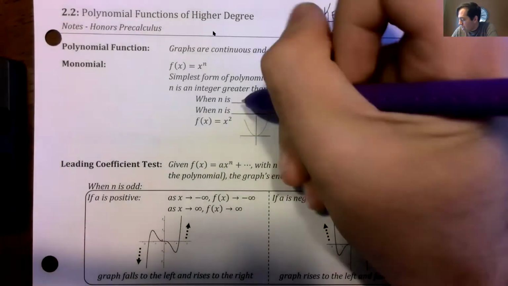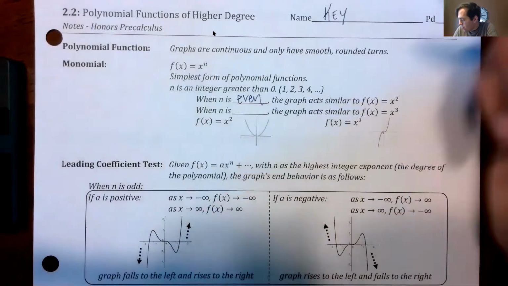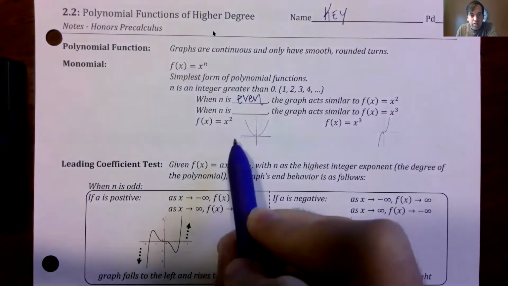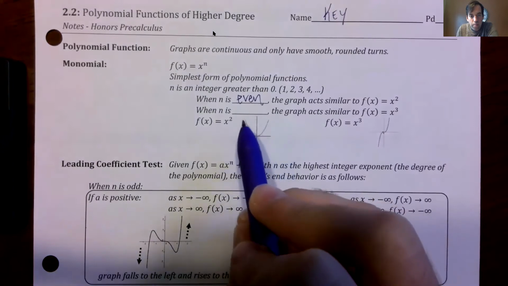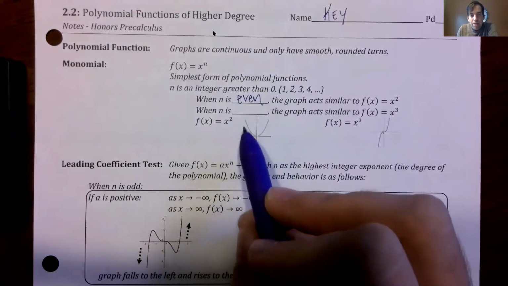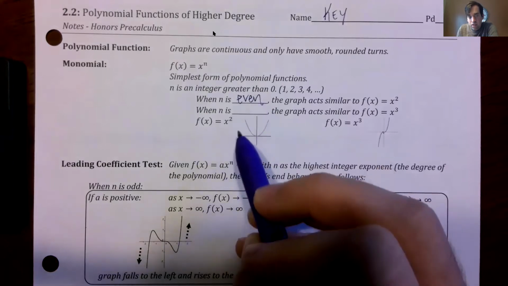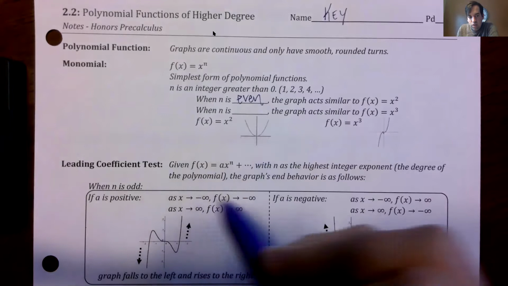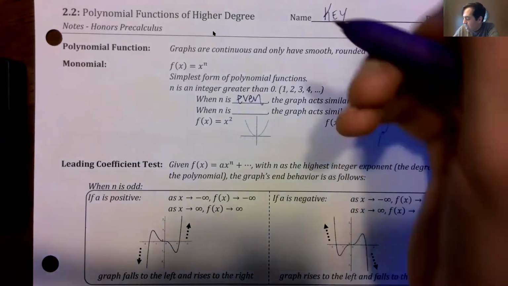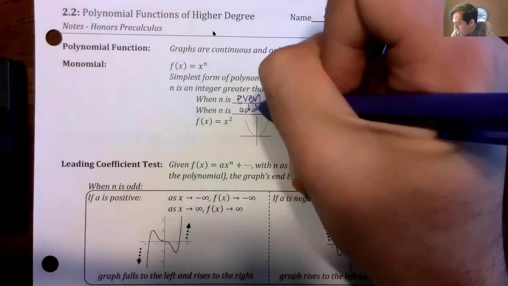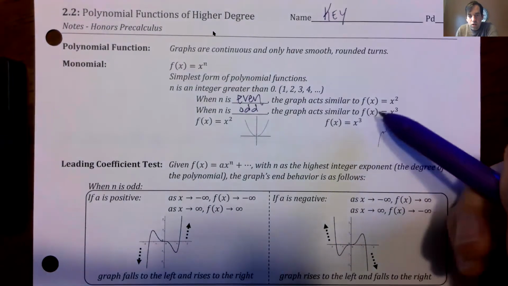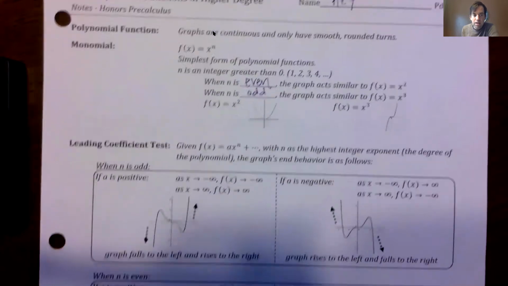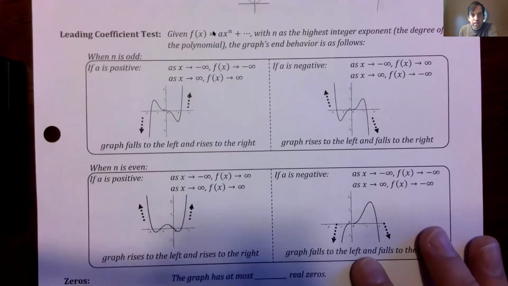But first of all, if n is even, the graph acts similar to x squared. So here's our x squared graph. Remember, it's a quadratic. It has a parabola shape. And it doesn't mean that every even exponent is going to look just like this, but it will have similar end behavior, which we'll see down here in this chart. When n is odd, the graph acts similar to x cubed, meaning it goes up on one side and down on the other. Okay, so now let's look at this leading coefficient test.